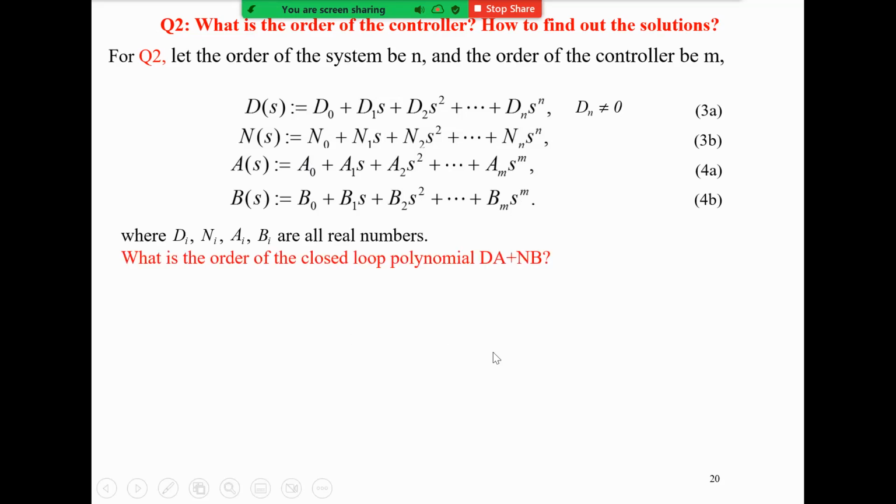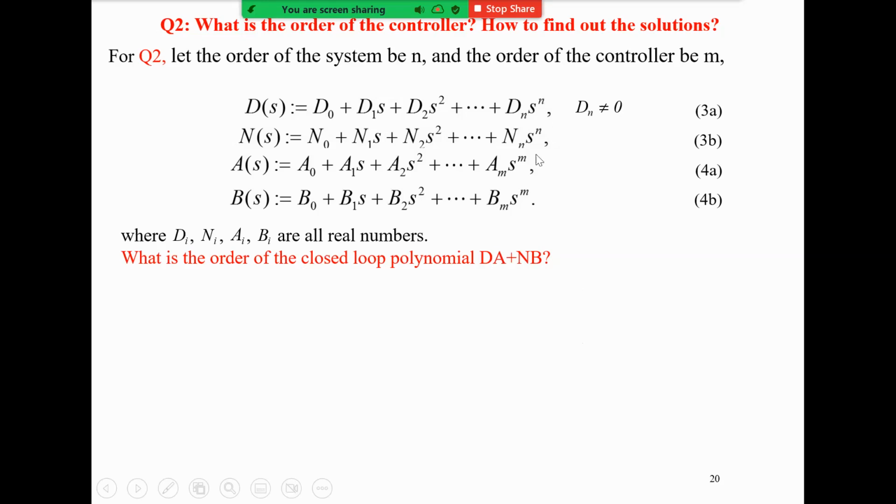Now, because we need to solve an equation which involves D times A plus N times B, we want this polynomial to match a desired polynomial, right? Let's first check out the order of this closed loop polynomial. If the degree of D is n and the degree of A is m, what is the order of the closed loop polynomial?